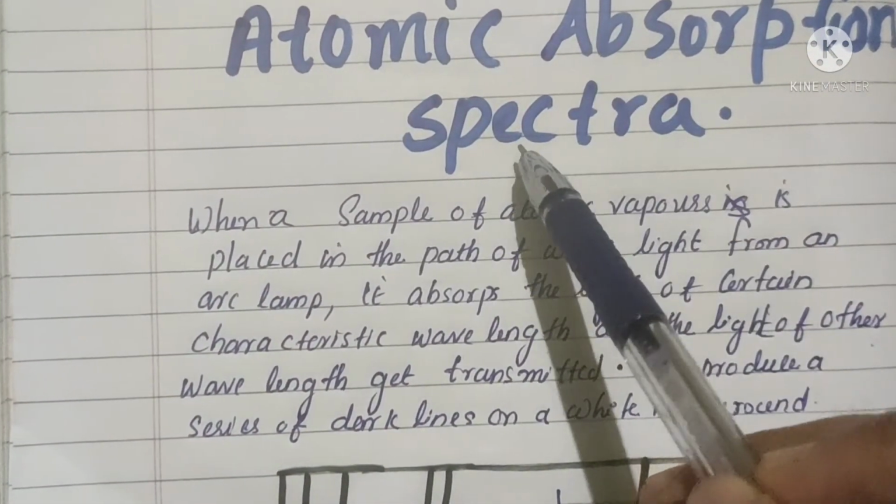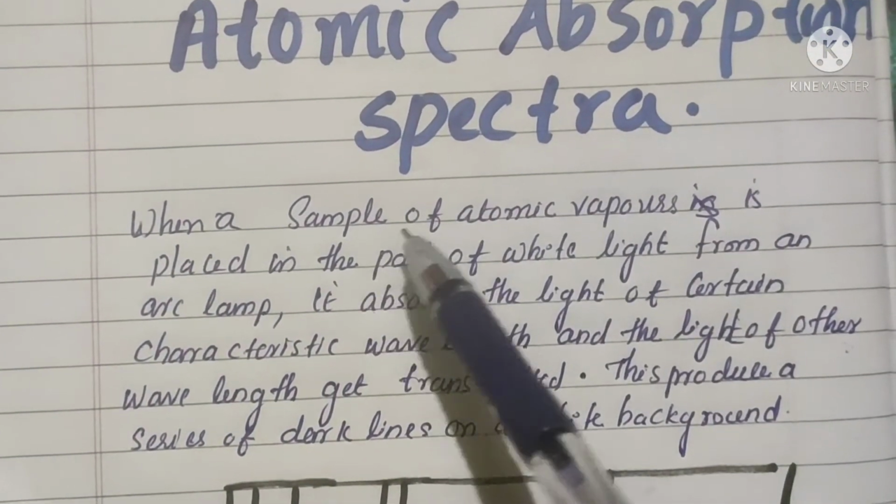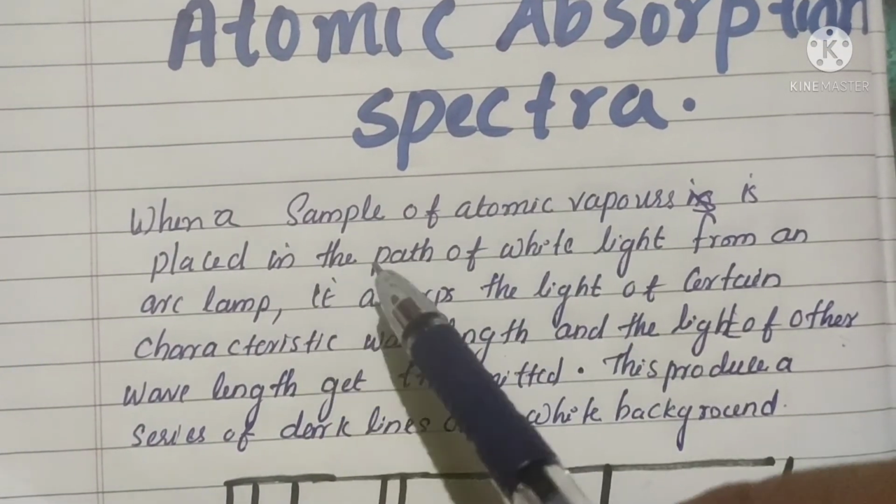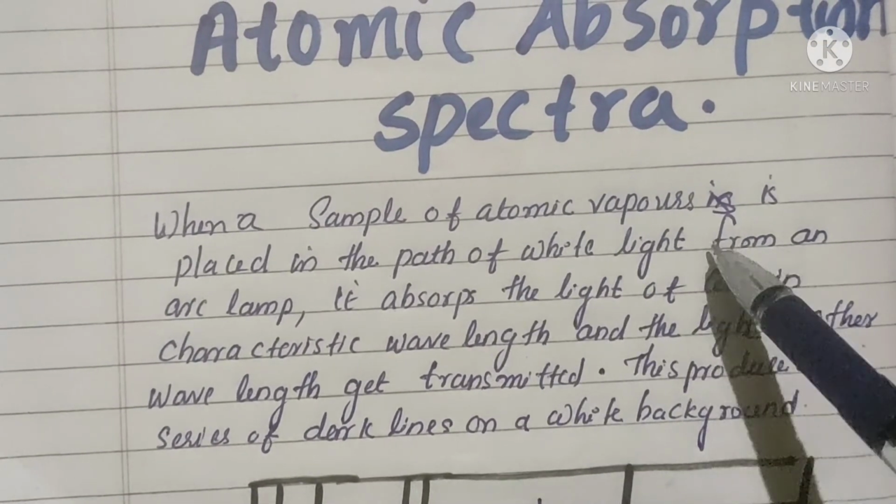Atomic absorption spectra. When a sample of atomic vapor is placed in the path of white light from an arc lamp.